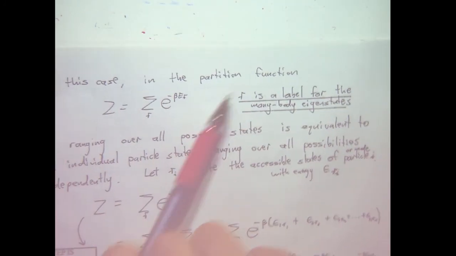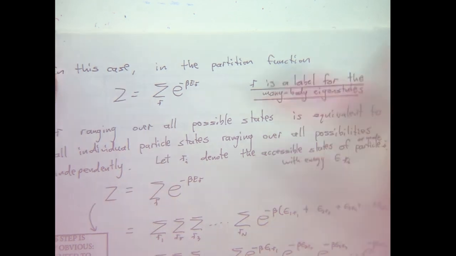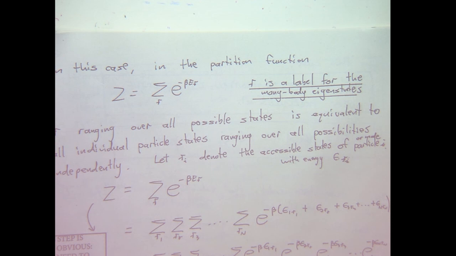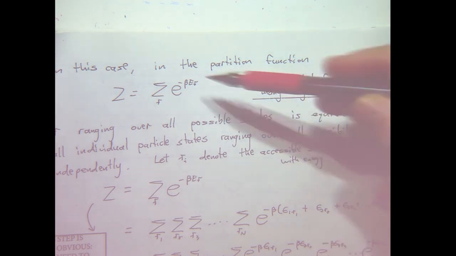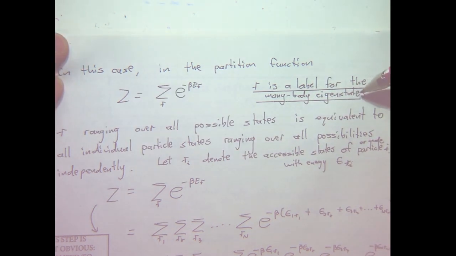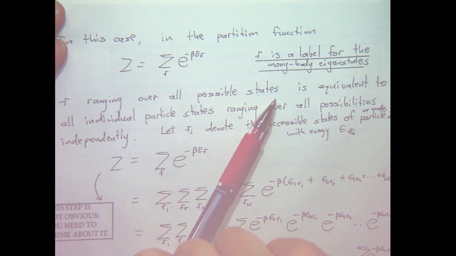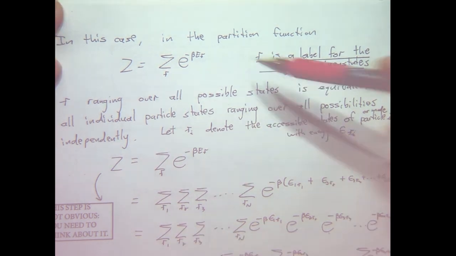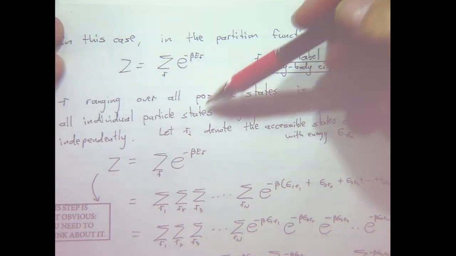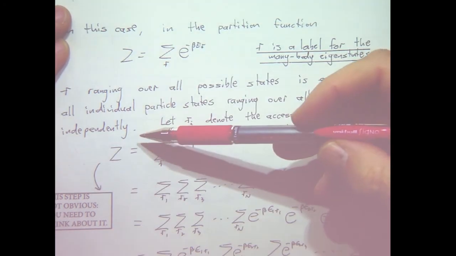In this case, the partition function, which is a sum over R of e to the minus beta E_R, where this R, and this is something that you've got to get your head around, and you will in the next 4 weeks, hopefully within 4 weeks you'll get your head around this single step, is a label for the many-body eigenstates. And R ranges over all possible states. R ranging over all possible states is equivalent to all individual particle states ranging over all possibilities independently.